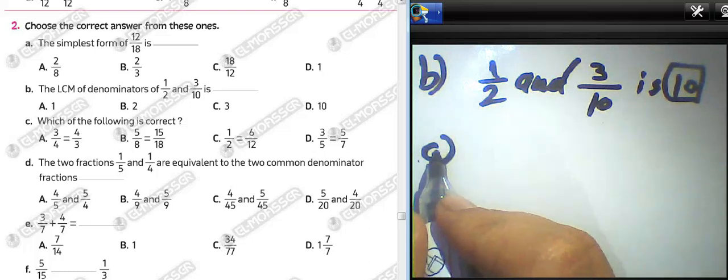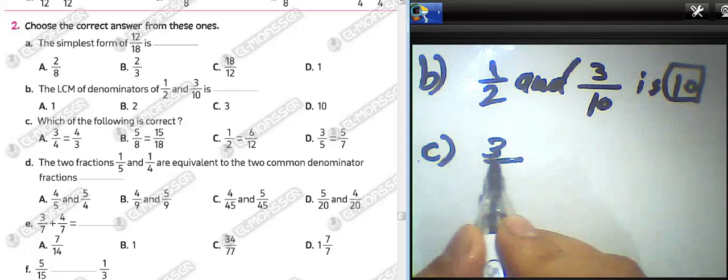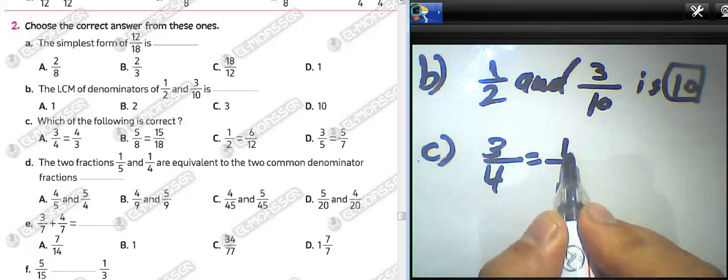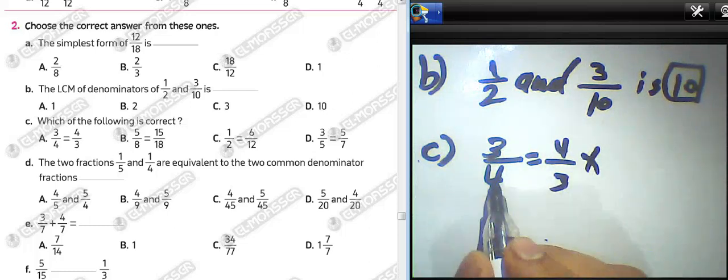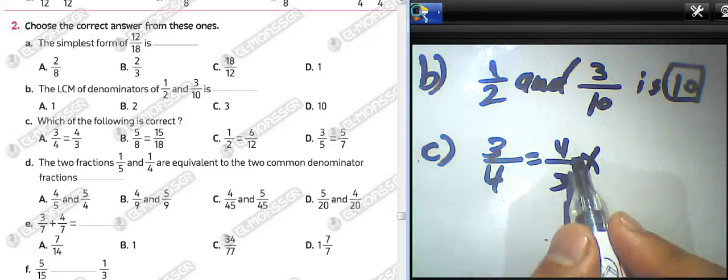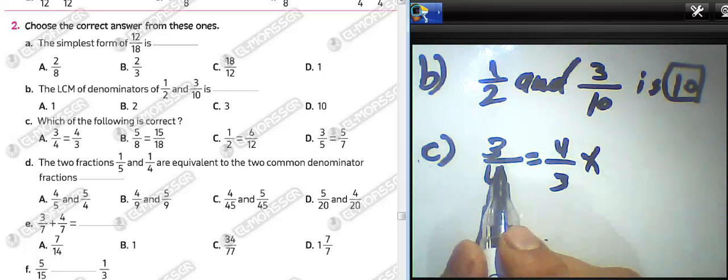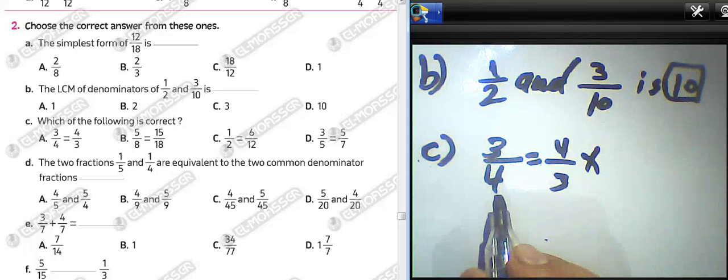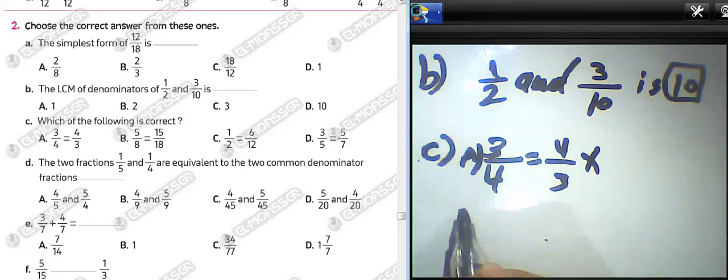Question letter C. Which of the following is correct? 3 over 4 equals 4 over 3? It's false, because 3 times what equals 4? We don't have any number multiplied by 3 that equals 4, so it's false. That was letter A. Look at letter B in question number C here.